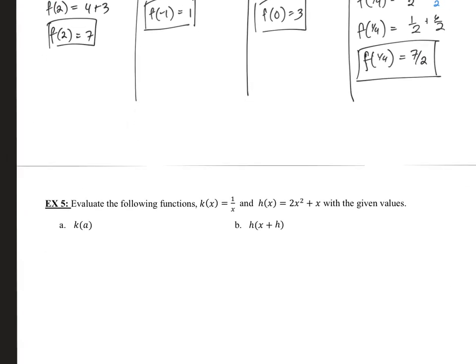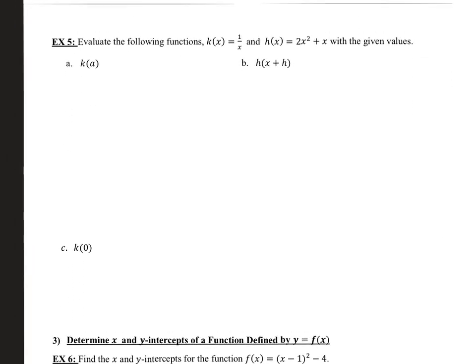Okay, not too bad. Now let's take a look at example 5. Evaluate the following functions. k of x equals 1 over x, and h of x equals 2x squared plus x, with the given values. All right, so we're given two separate functions this time.